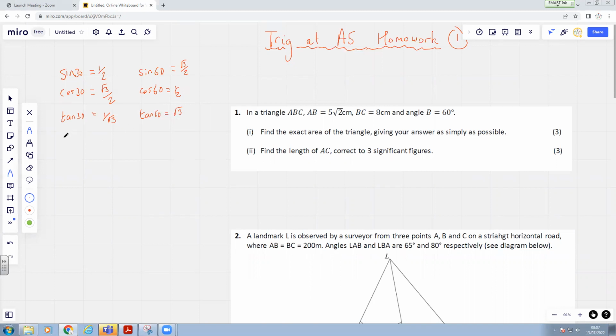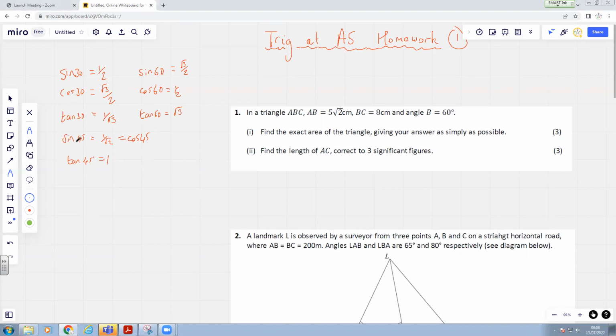The only other ones you've got to remember really are sine of 45, cos of 45, and tan of 45. Sine of 45 is 1 over root 2, which is also what cos of 45 is. And tan of 45 will be 1 over root 2 divided by 1 over root 2, which is 1. Okay, well worth remembering those.